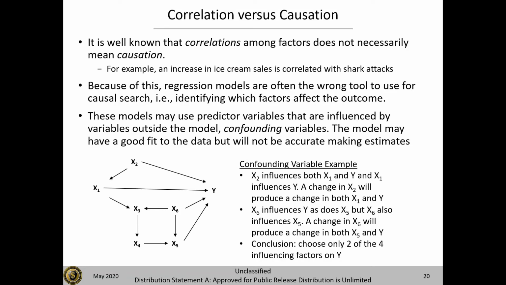Likewise, in the bottom of the diagram, if we look at y and we look at x1, x6, and x5, all have an impact on y, but x6 also impacts x5. And so if we include all of those variables in there, again, we're double counting the variable x6. And so we'd want to use only 2 of the 4 factors when we're looking at y.